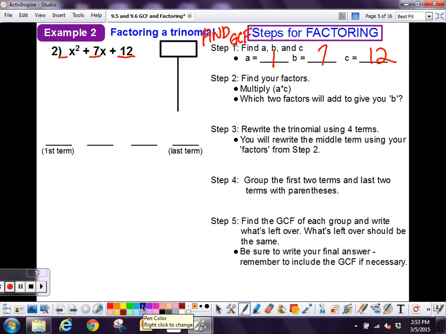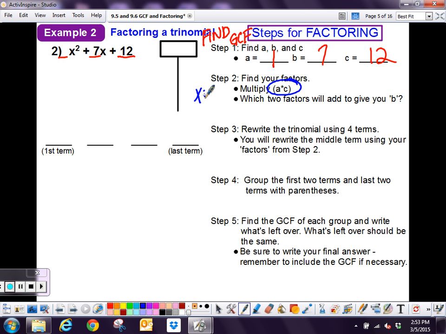Okay, the next step is we have to find some specific factors. Those specific factors have to multiply to be A times C. Okay, so I'll show you all the process of what I want y'all to do every single time. We're going to do a little multiply sign there, an x for multiply.